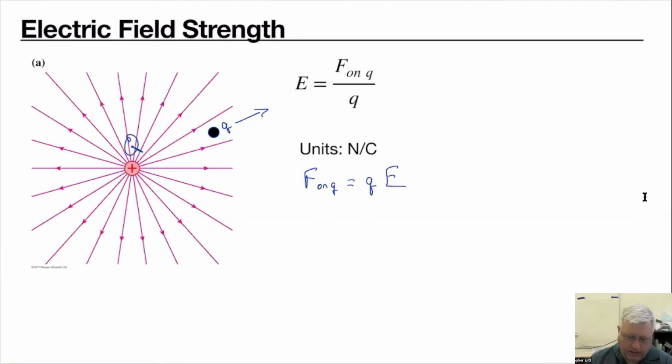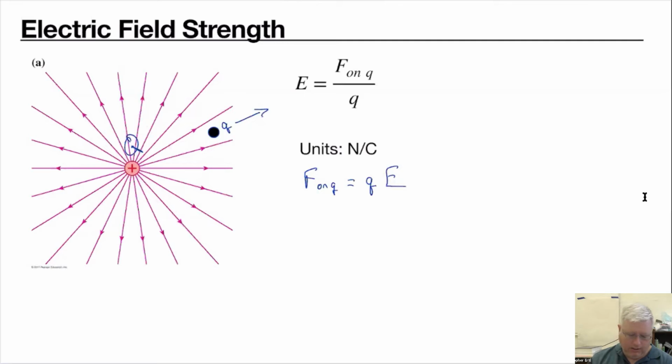So they're going to repel, right? If they're both positive, it's going to move that way. If the force is negative, it's going to be attracted toward it. And that's sort of how we define the direction of the field lines. If we put a positive charge in the field, which direction is it going to move?